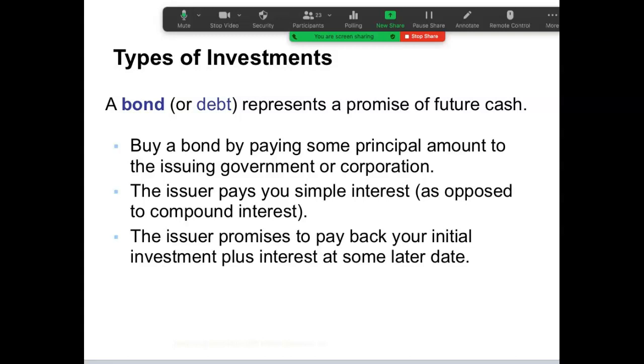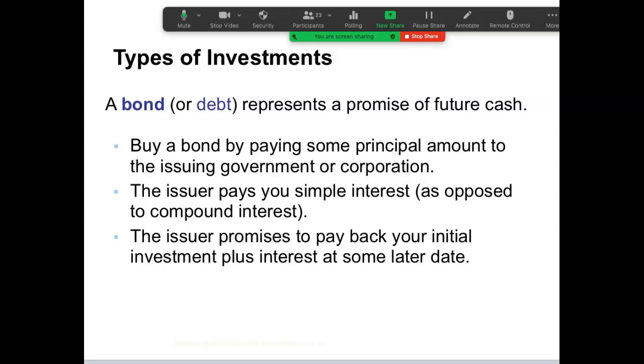All right, so a bond represents a promise of future cash. You buy a bond by paying some principal amount to the issuing government or corporation, and the issuer pays you simple interest as opposed to compound interest.